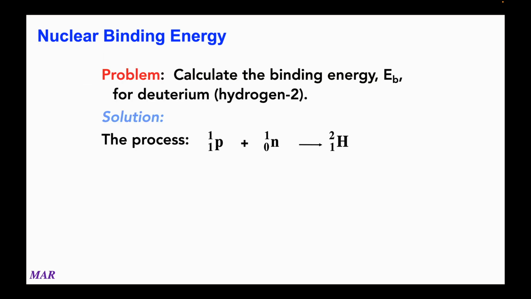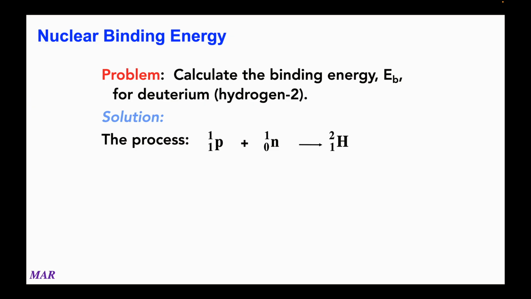Let's calculate the binding energy E sub B for deuterium. Deuterium is an isotope of hydrogen. It's hydrogen-2, so it has a mass number of 2. Hydrogen has 1 proton, so mass number 2 minus 1 for the atomic number means it has 1 neutron.